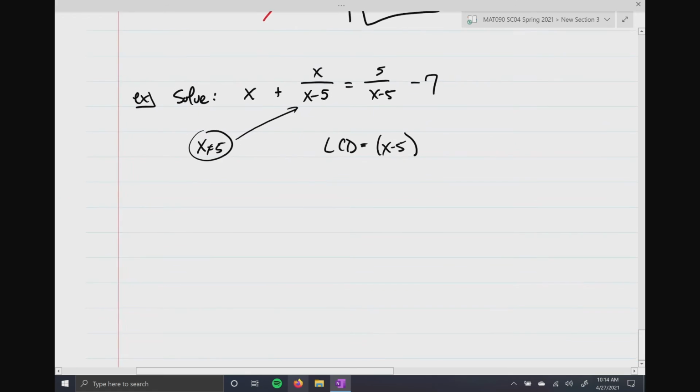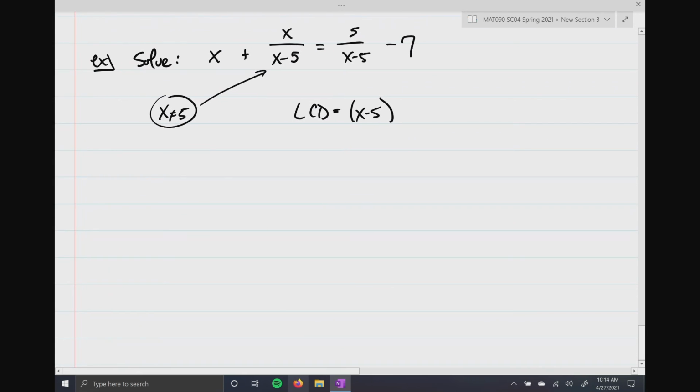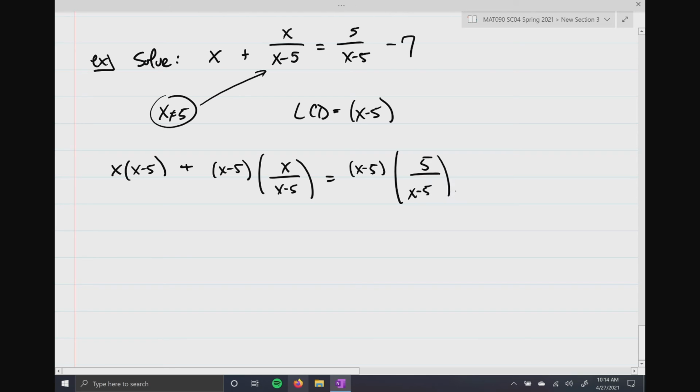I'm going to zoom out here a little bit. So x times x minus 5, plus x minus 5 times this ugly fraction, equals x minus 5 times the second ugliest fraction, minus 7 times x minus 5 again. All right? Now, left to right, simplify. I see x times the quantity x minus 5. I'll distribute. I get x squared minus 5x.